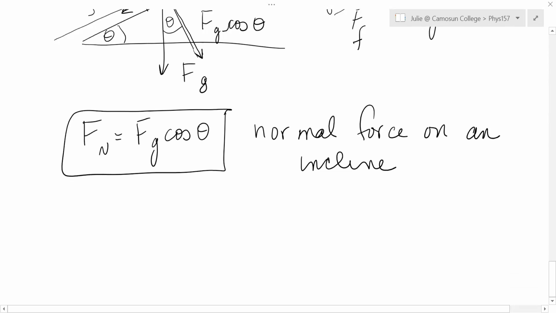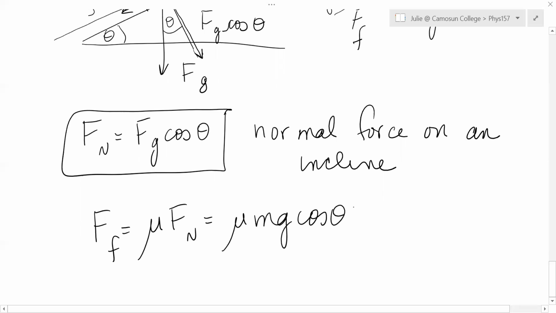And that is what's going to determine the force of friction. So the force of friction is always mu, whether it's up or down, doesn't matter, is mu Fn. So this is mu mg cos theta. And that equals friction on an incline.